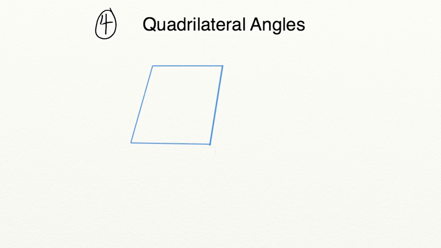So let's go ahead and start by identifying the four angles in this quadrilateral. We have 1, 2, 3, 4 different angles on this quadrilateral.